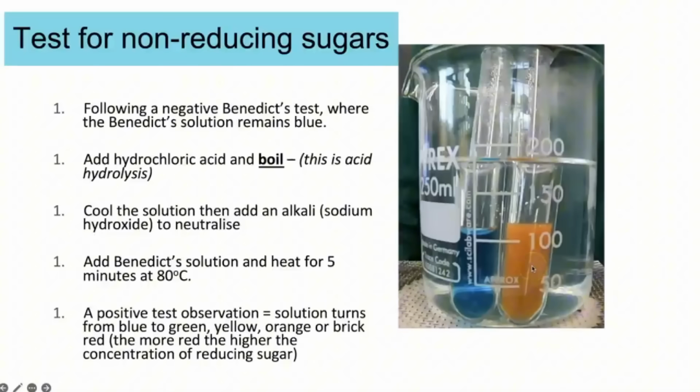You usually get at least orange or brick red because if you did have a non-reducing sugar, such as sucrose, you originally had just one sugar, sucrose. But once you've hydrolyzed it, you've split it into 2 sugars. So you now have double the quantity of sugar present, which is why it should go a more red colour. Ignore the fact that it says 1 next to all of these. It should be 1, 2, 3, 4, 5.